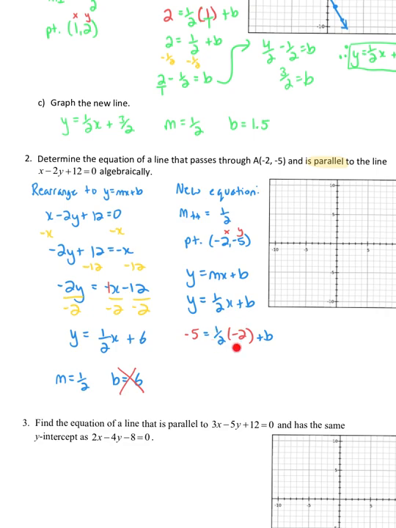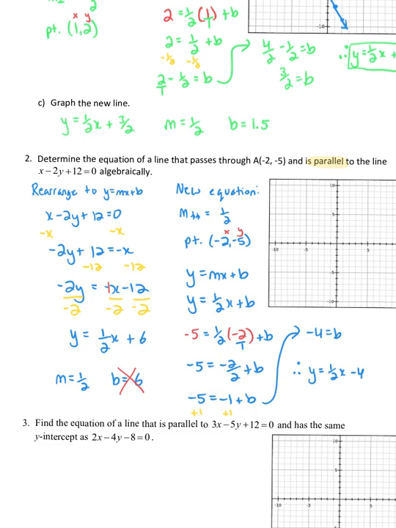So again, we're working with a fraction. So when we're multiplying, let's think of those as both as being fractions. So we get negative 5 equals negative 2 over 2 plus b. I can simplify this to be negative 1. So negative 5 is equal to negative 1 plus b. And then I'm going to isolate for b by adding 1 to both sides. So we get negative 4 is equal to b. So the new equation is y equals 1/2 x minus 4.